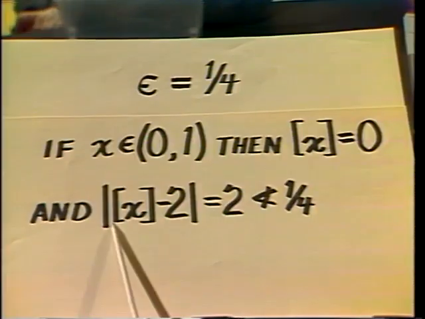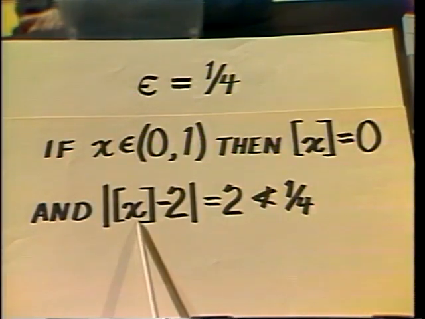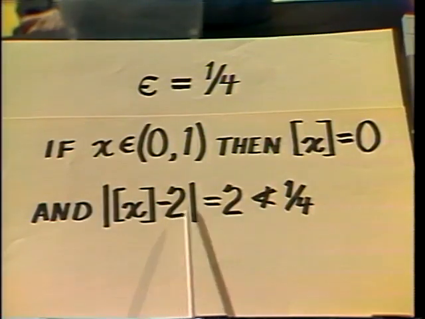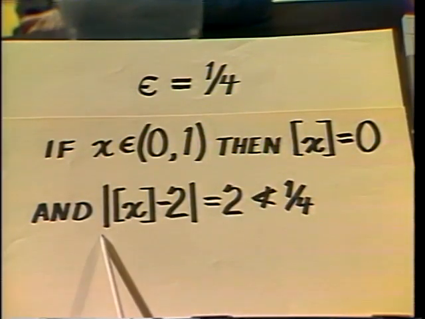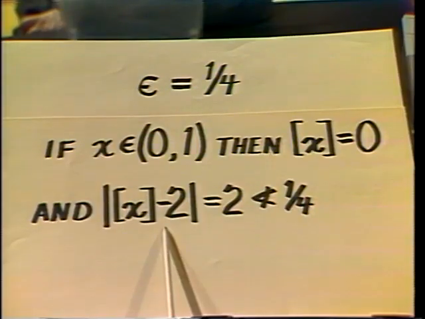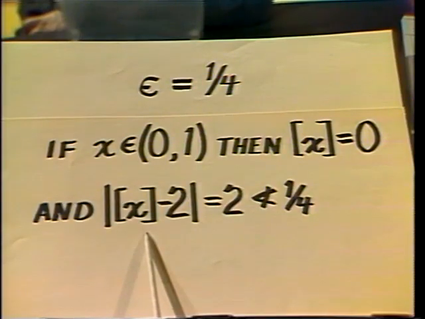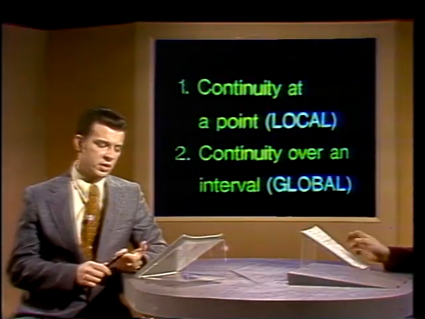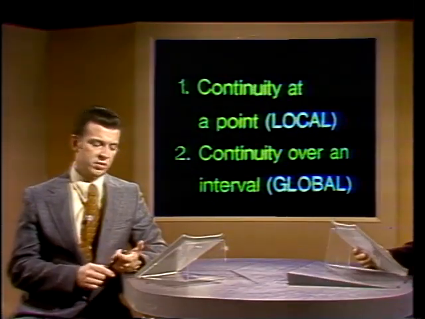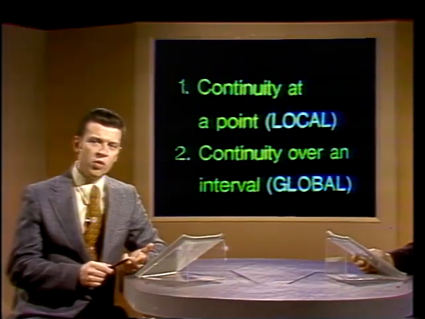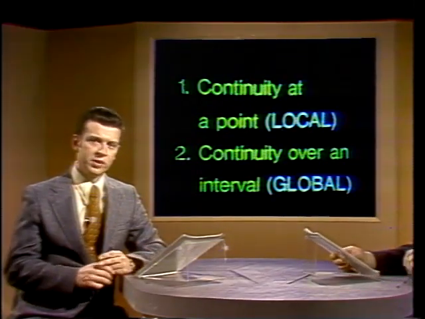So we cannot have the absolute value of the greatest integer in x minus 2 less than epsilon. That is, the absolute value of f at x minus 2 is not less than epsilon for all x's in any delta neighborhood of a. Therefore, the greatest integer in x is discontinuous at x equal to 2. What this means is that there are really two kinds of continuity. First of all, continuity at a point, local continuity, and secondly, continuity over an interval, global continuity.